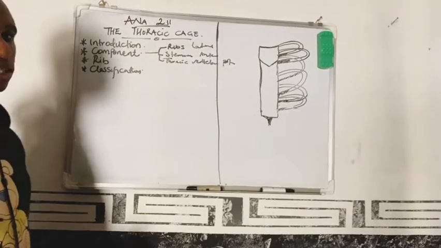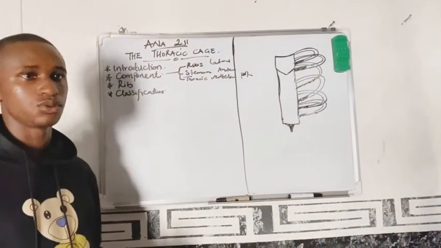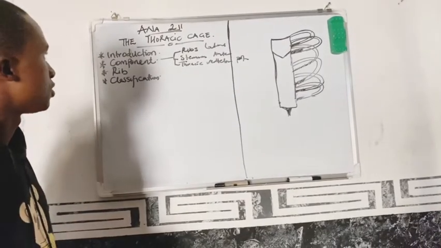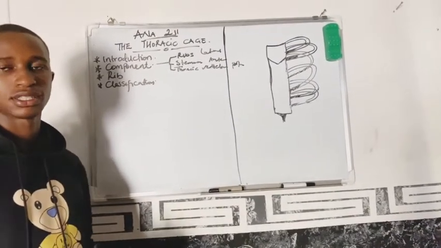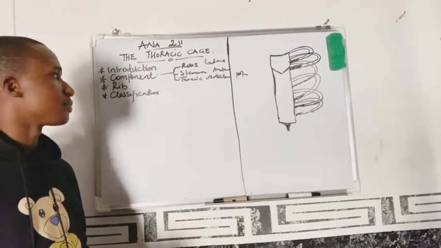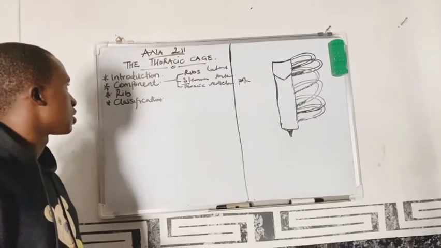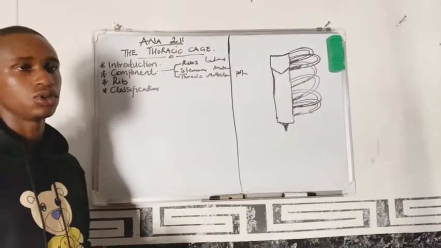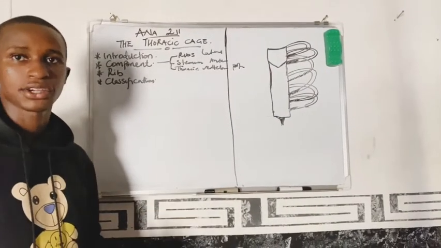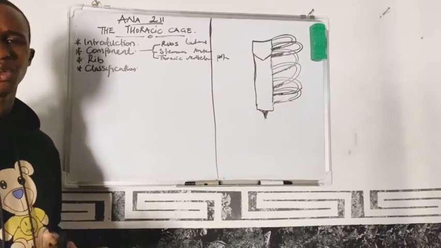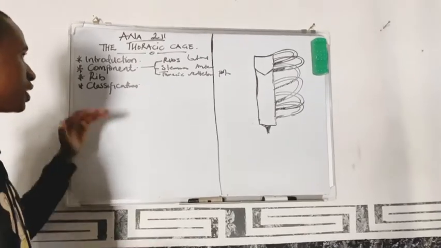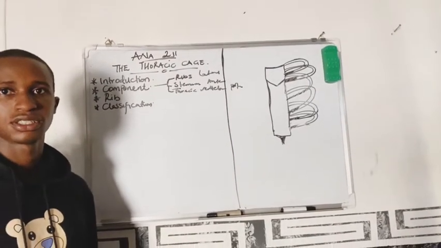Now let's talk a little about the components of the thoracic cage, which we refer to as the ribs. The ribs are 24 in number, and you can simply say there are 12 pairs of ribs. These ribs can be classified into different types depending on the classification you are using. You can classify ribs depending on their attachments, or depending on their morphology. Let's classify ribs depending on their attachments.